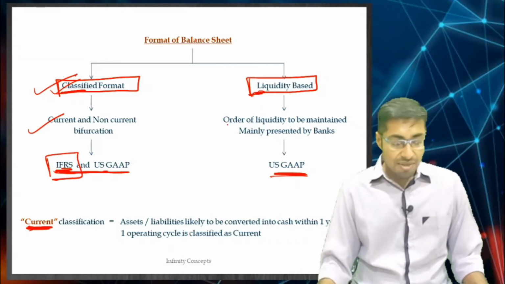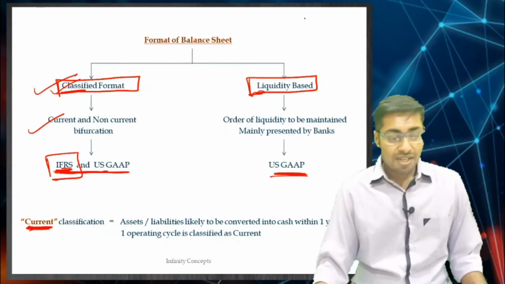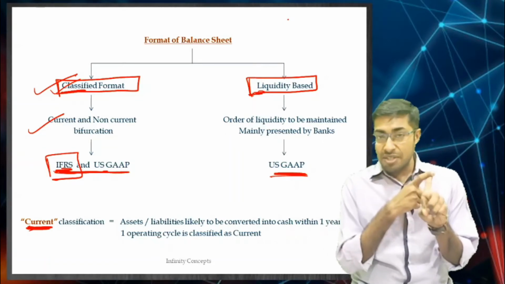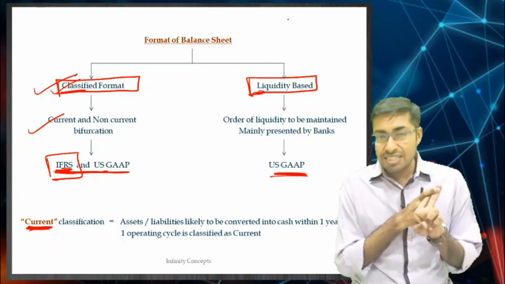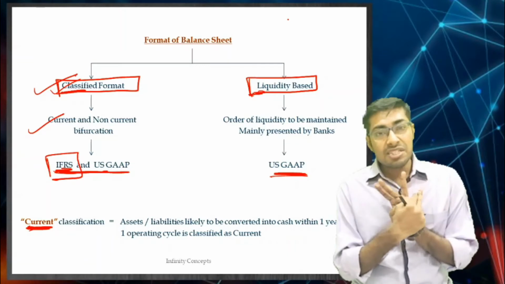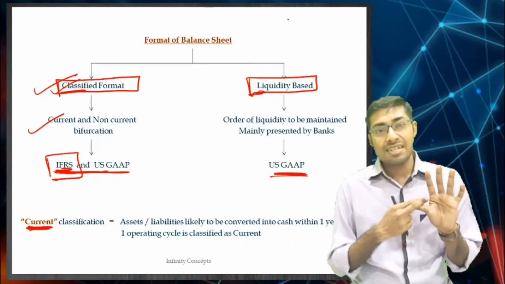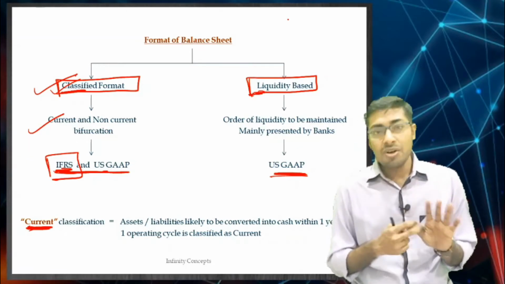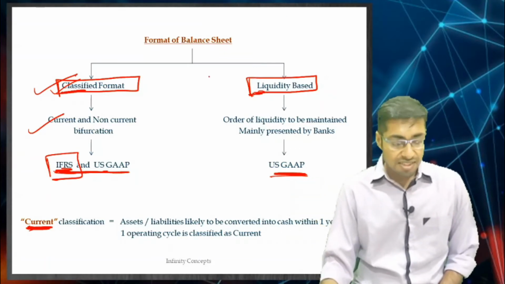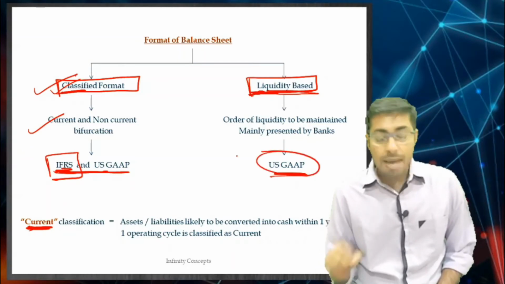So liquidity based format, only US GAAP, IFRS is not going to allow. What is there in the liquidity based format? Order of liquidity to be maintained, mainly this is presented by banks. So in banks, what is the first thing? Cash will be the first thing, then cash equivalents will be the next thing, then some liquid securities, then some illiquid securities, then property and land will be the next one. So in the decreasing order of liquidity, you will have to put down all the assets and liabilities. This is known as the liquidity based balance sheet, only by banks, and that too only US GAAP is allowing that.